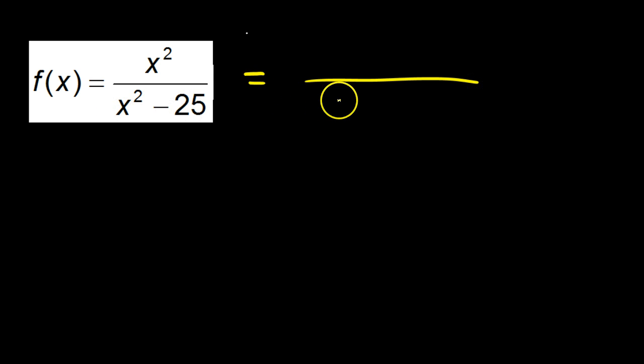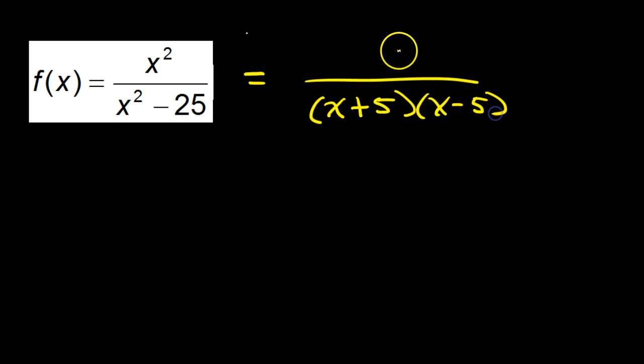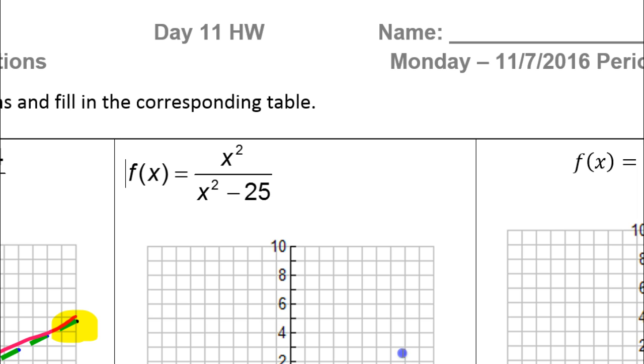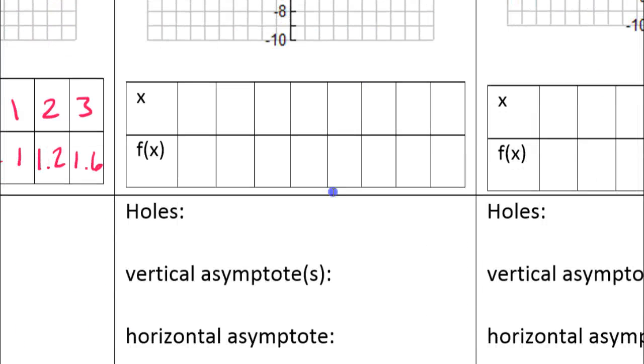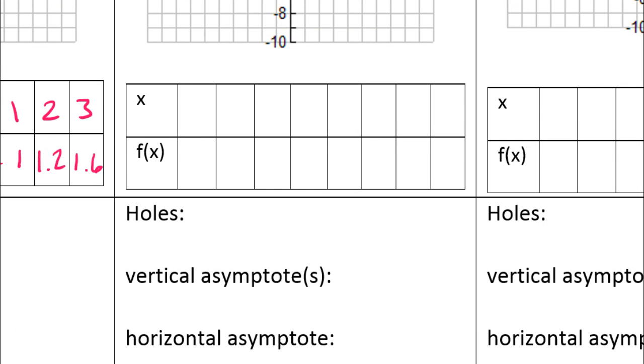This is the difference of two squares in the denominator. So this would be x plus 5 times x minus 5. And then in the numerator I have x squared. Nothing cancels out. So that means there will be no holes, since holes happen when something cancels out. So for holes I can just go ahead and put none.